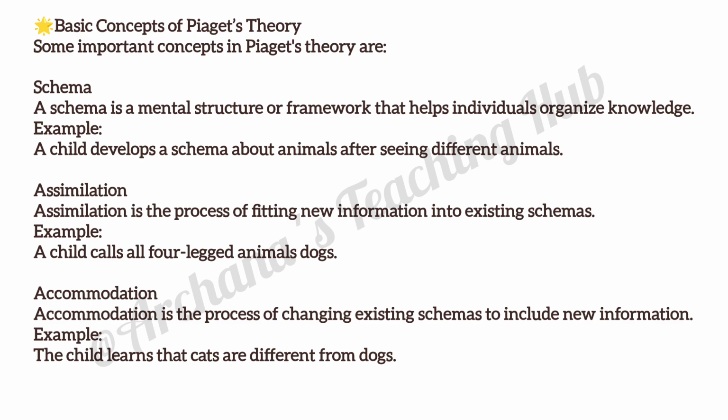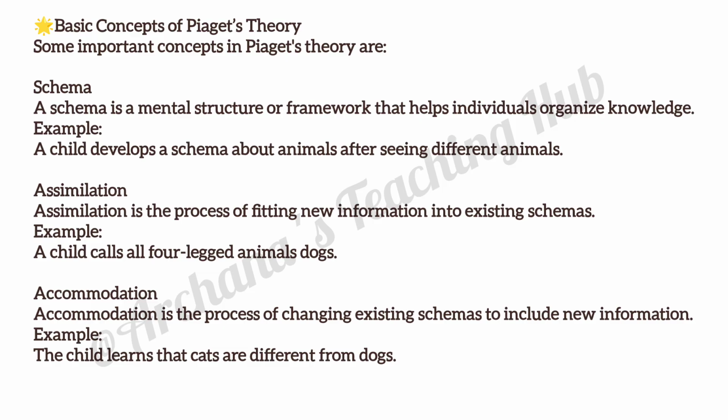Basic concepts of Piaget's theory. Some important concepts in Piaget's theory are, schema. A schema is a mental structure or framework that helps individuals organize knowledge. For example, a child develops a schema about animals after seeing different animals.